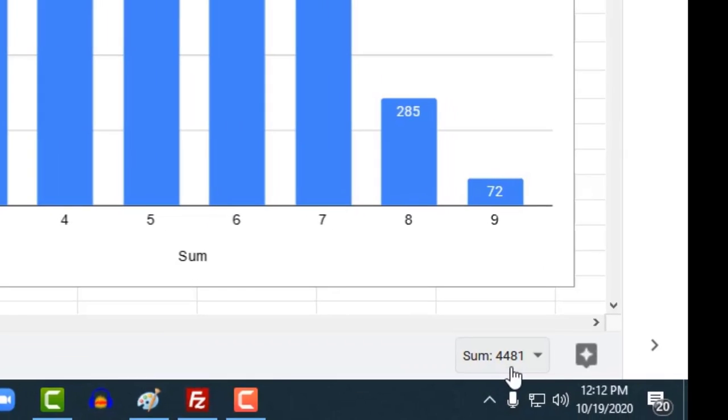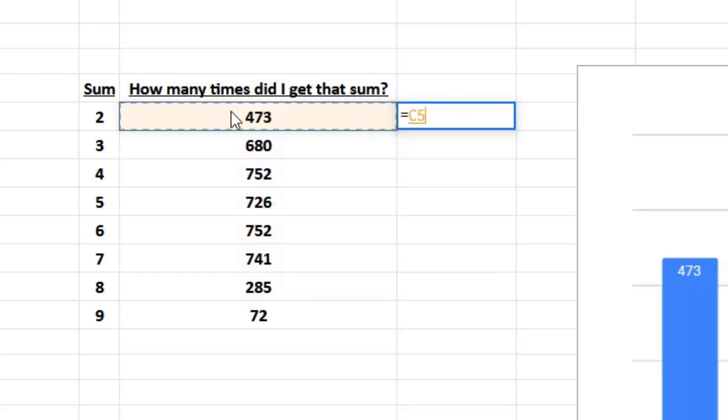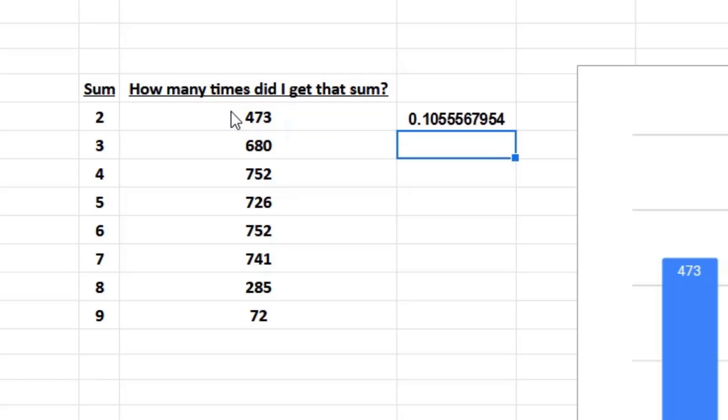So if you look down here in the bottom corner, it's 4,481 times. So then, for example, to get the percentage of the time that we got a sum of 2, I bet you took 473 and divided it by 4481. Now, the thing you've got to remember, when you do that, equals that divided by 4481, and you press enter. That number in the form it's in is not percent, it's per 1.